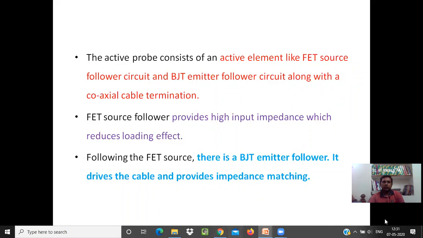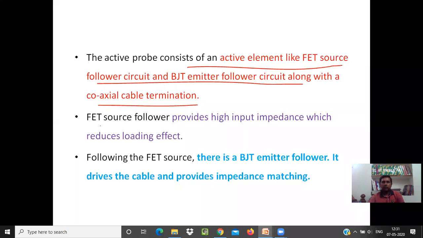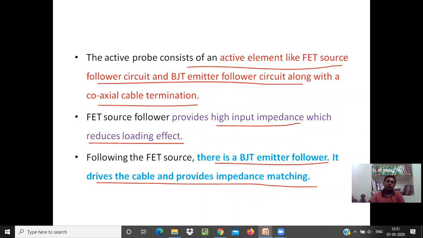Next, the active probe consists of an active element like the FET source, as we discussed just now. The active element probe consists of an FET source and a BJT emitter follower circuit along with a coaxial cable. The FET source provides high input impedance, which reduces the loading effect. The BJT emitter follower drives the impedance matching circuit, right?